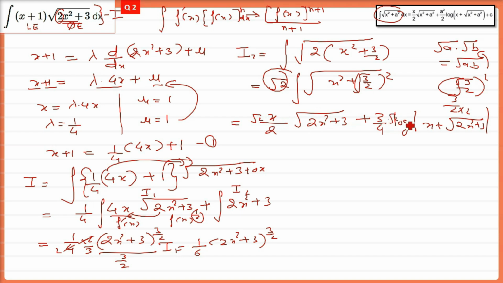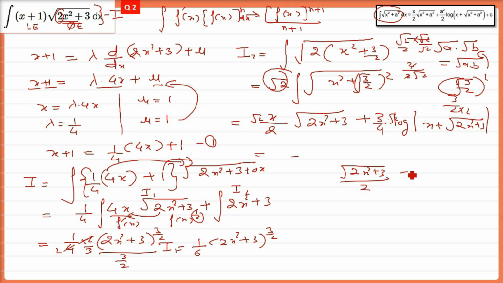So root 2 will be multiplied inside because root 2 was outside. Now root 2 divided by 2 is simply just multiply root 2 by root 2 to rationalize it. You'll get 2 by 2 root 2, that is 1 by root 2 only. So the constant term with the first term of I2 becomes 1 by root 2. I'm just writing it with some space because I'm going to include I1 here. So this under root 2x square plus 3 divided by 2 is the first term of I2.